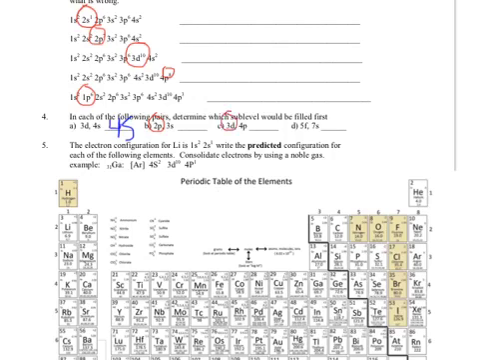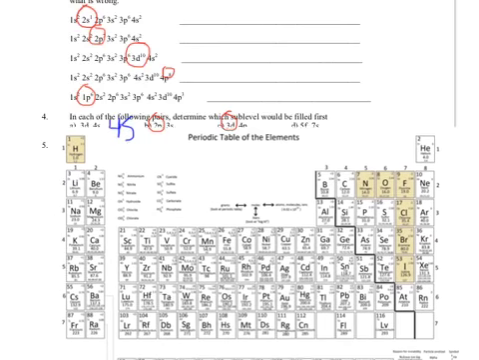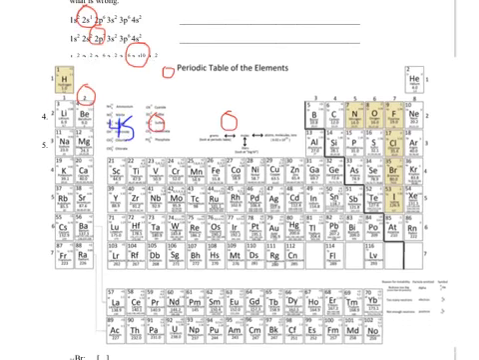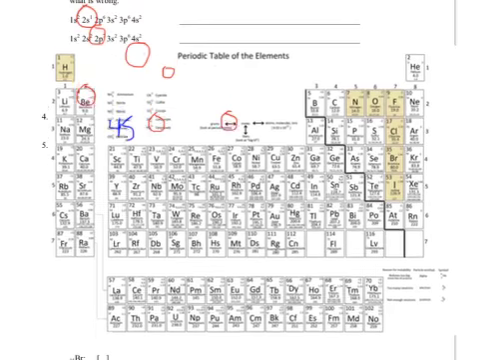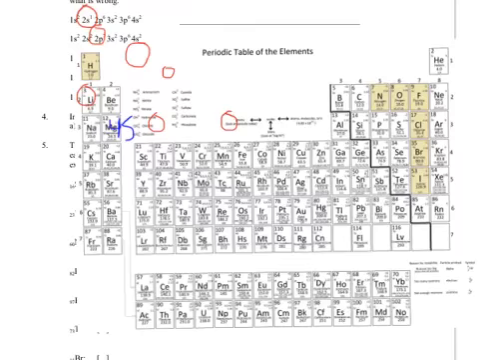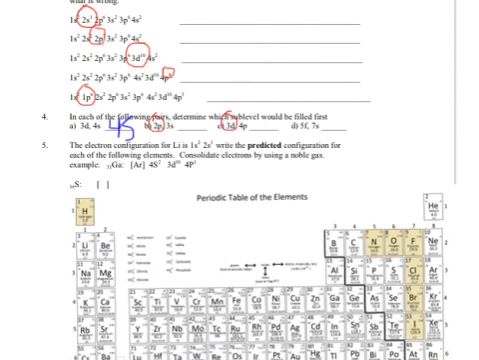And 5f or 7s, let's just try this. We're going to make this larger here. You look, here is the 5f right here, and here is the 7s. So actually, the 7s fills before the 5f does. So let's move this down. So the answer in this case is 7s.